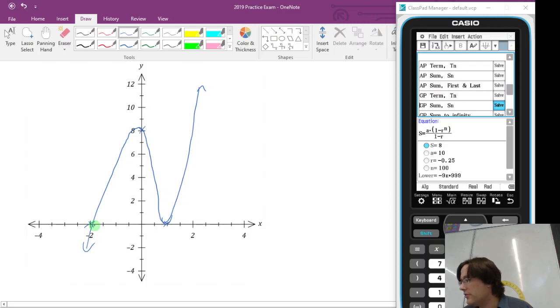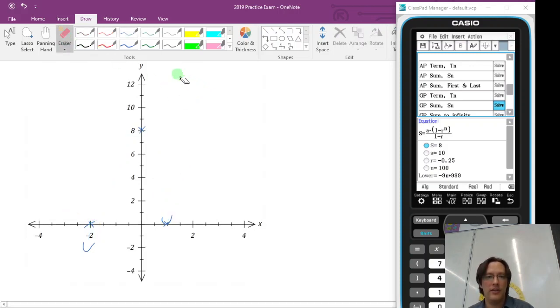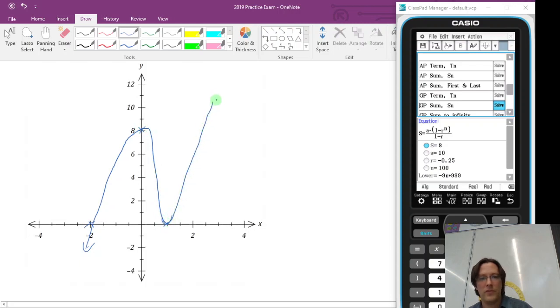Just to check the graph, in the answers it says you get your marks for getting that local minimum at 2, the y-intercept and our root, and that we've got a smooth curve that looks like a cubic. It also helps to have those little arrows at the end.